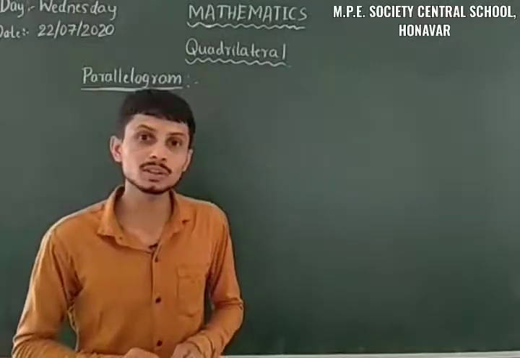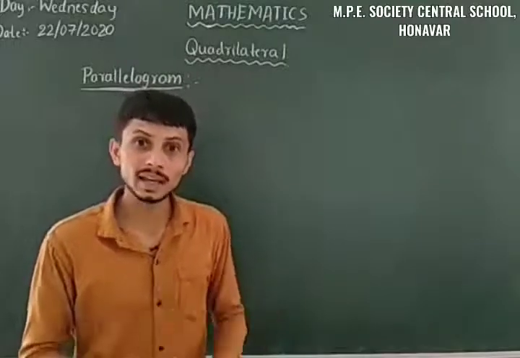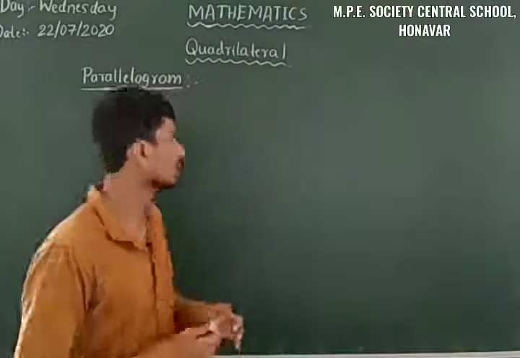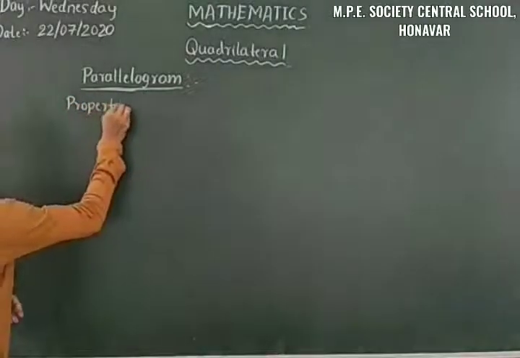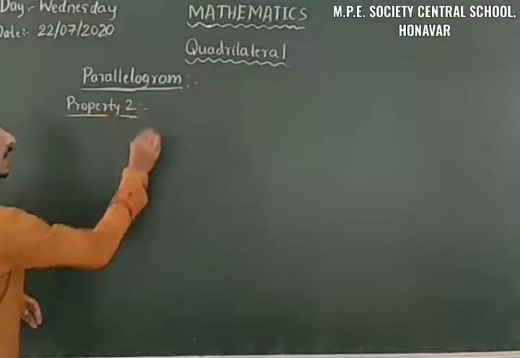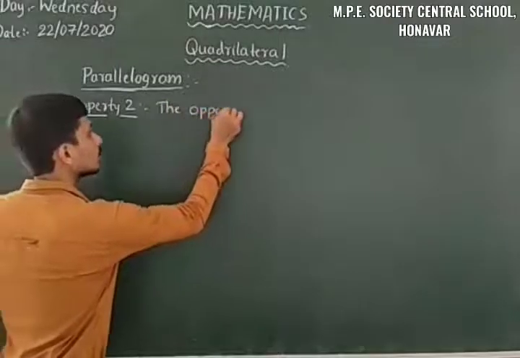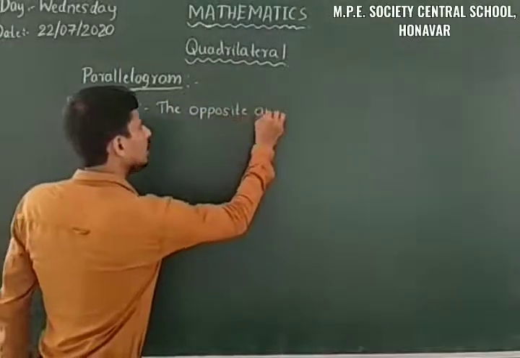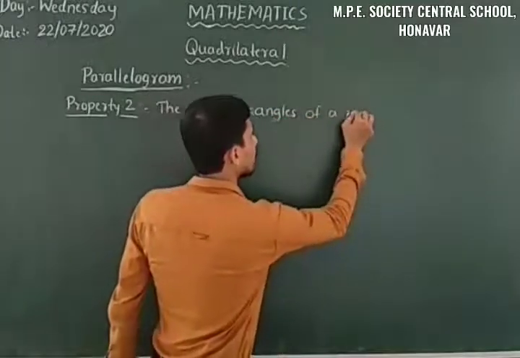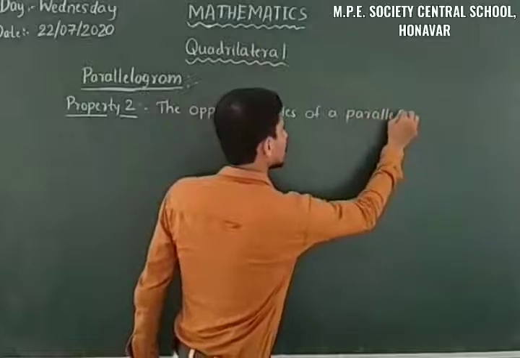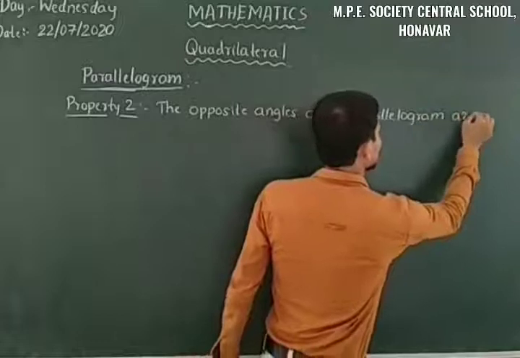Then we move on to the next property of a parallelogram, that is property number 2. Property number 2 tells us that the opposite angles of a parallelogram are equal.